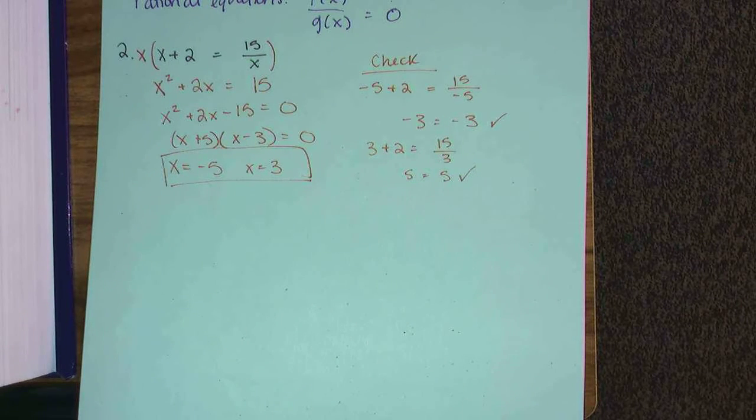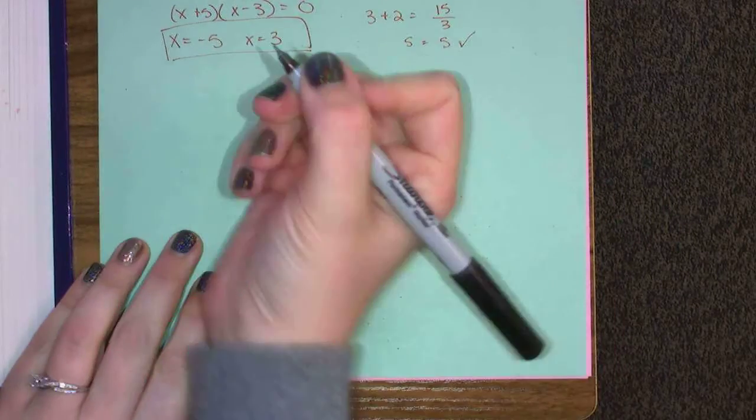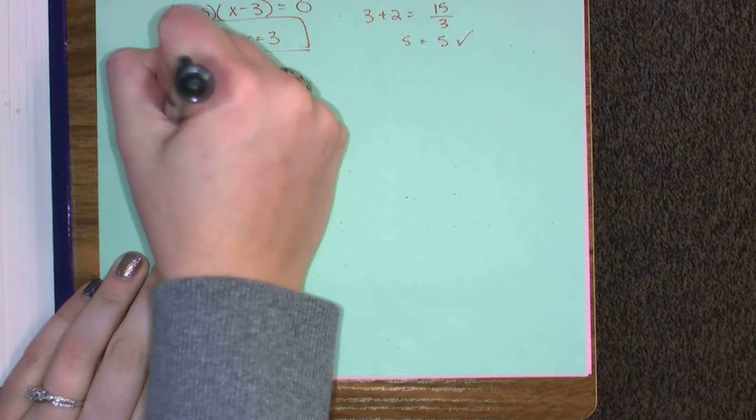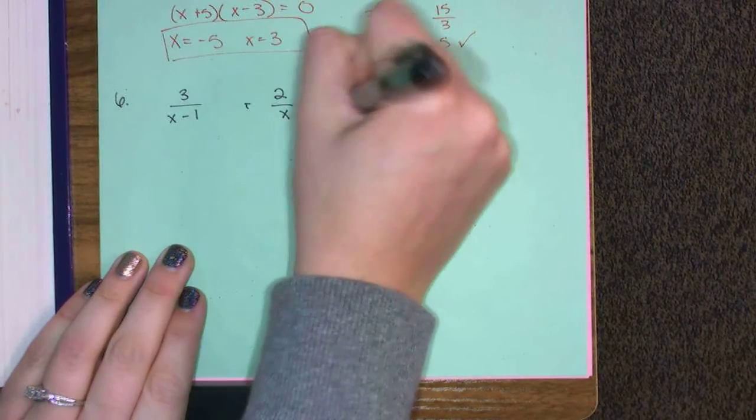But let's say we have something that's a little harder, like 6. So this one is 3 over x minus 1 plus 2 over x is equal to 8.